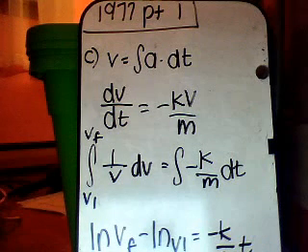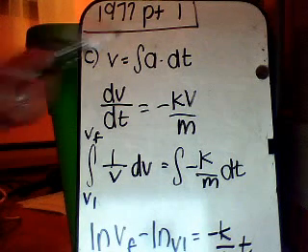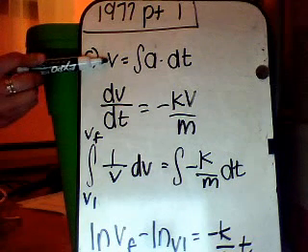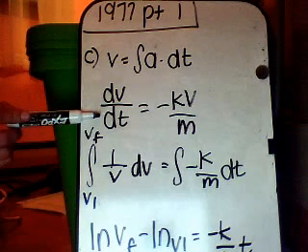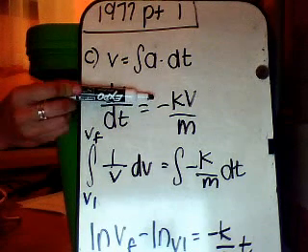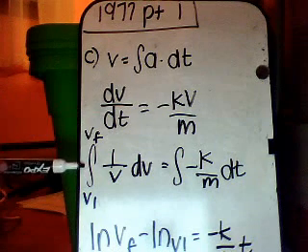So for number 25, for letter C, you need to find speed as a function of time. So you know that speed is the integral of acceleration with respect to time. Deriving that, it would be dv over dt equals, you already found your acceleration in part B, which is negative kv over m. So you use that.